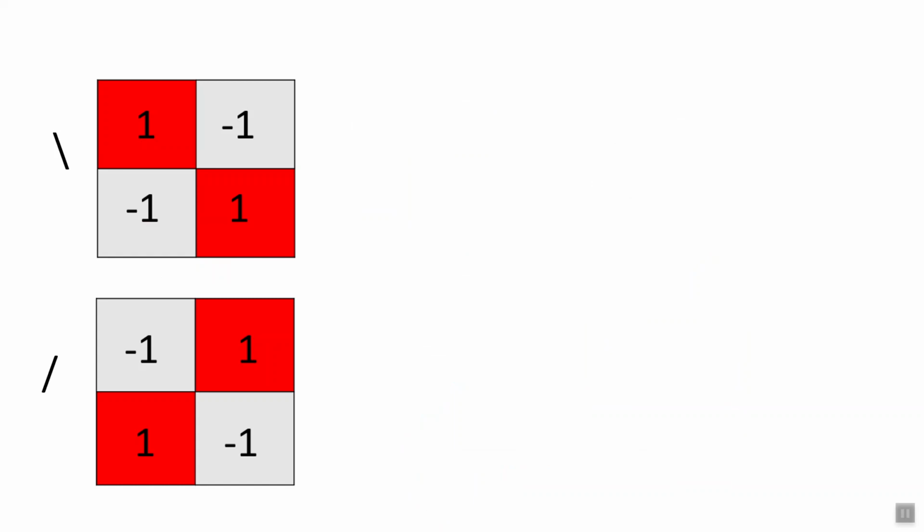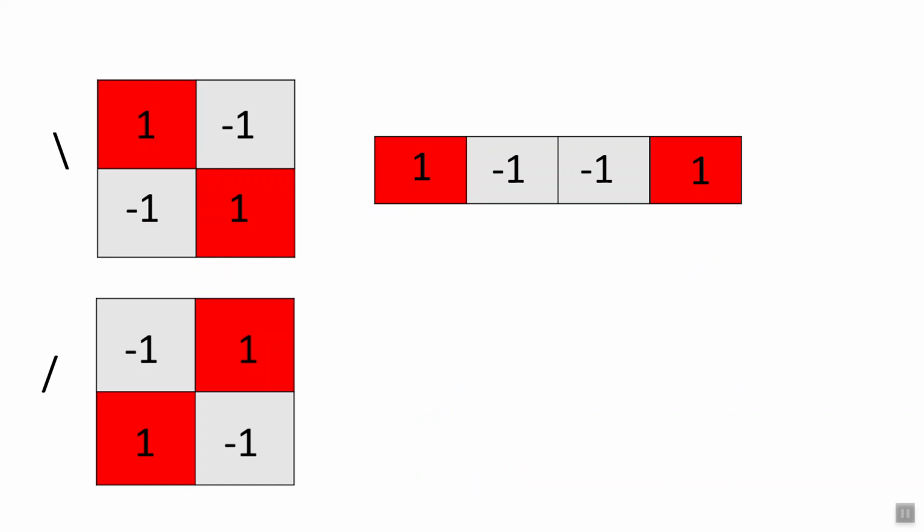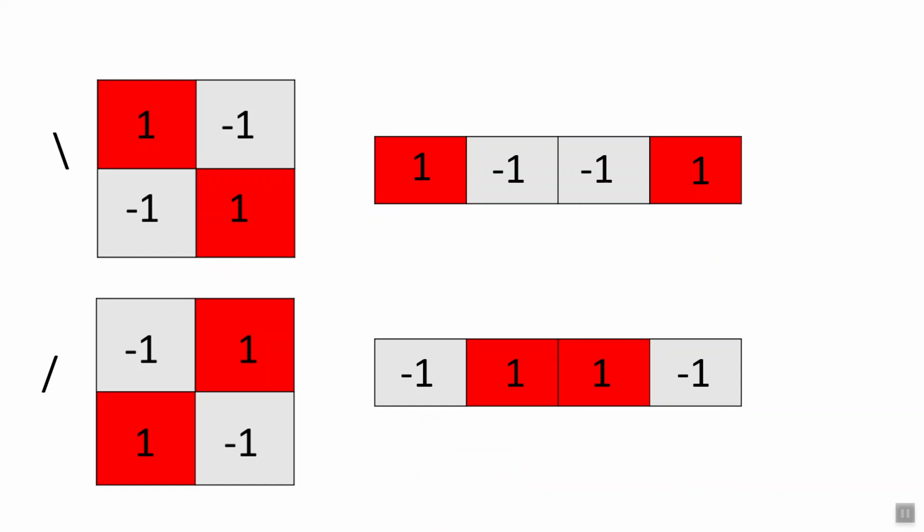Using these pixels, when the image is stored in the computer, the top image is for the backward slash. The computer reads it as a line of numbers: 1, -1, -1 and 1. Similarly, for the forward slash, the computer reads -1, 1, 1 and -1. According to that, the image is stored.